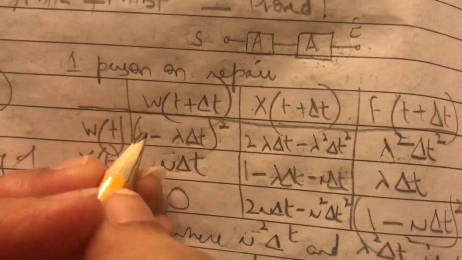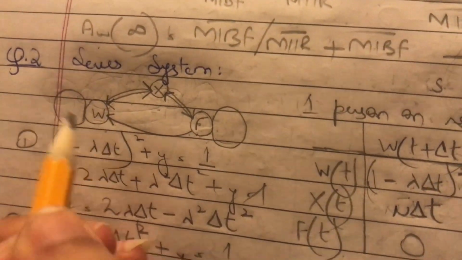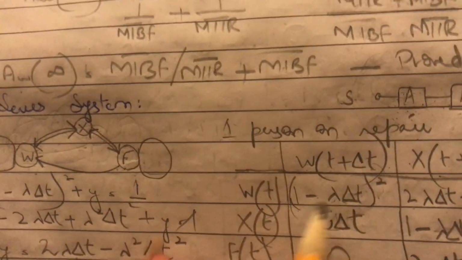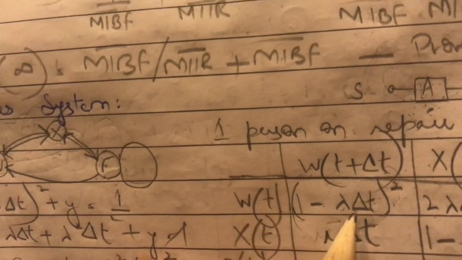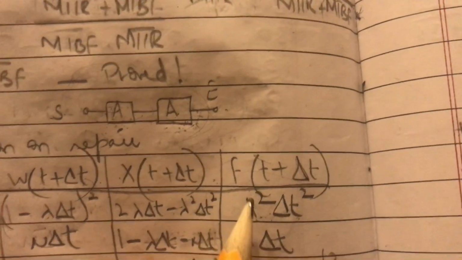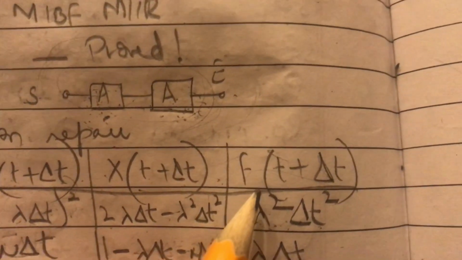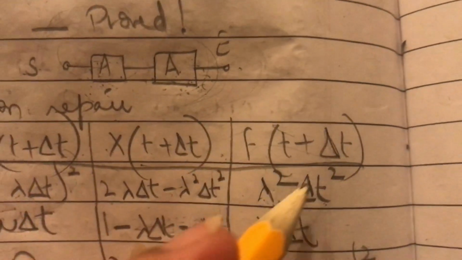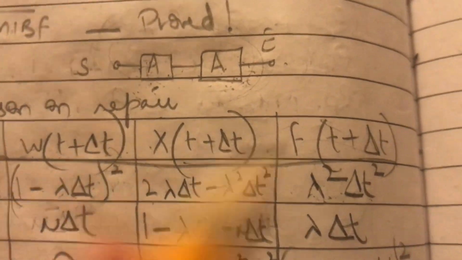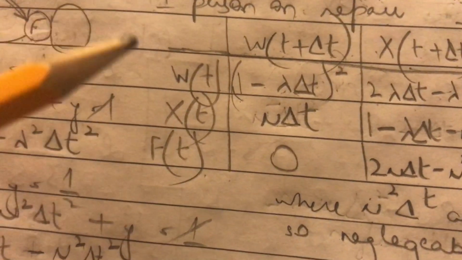First, in the working condition, the items were good, as new, so there was no failure rate, which is why it was 1 minus lambda delta t. Here it is lambda square delta t square, because in the failing condition both items have failed. So when they have failed, we put the failure rate here. Okay, now let's move to the next thing.